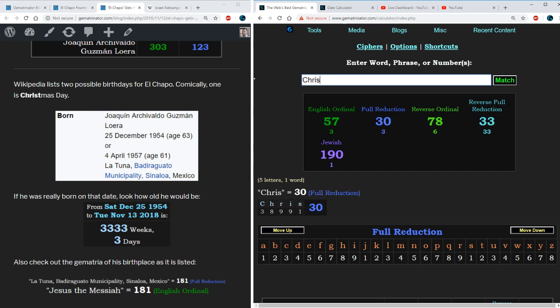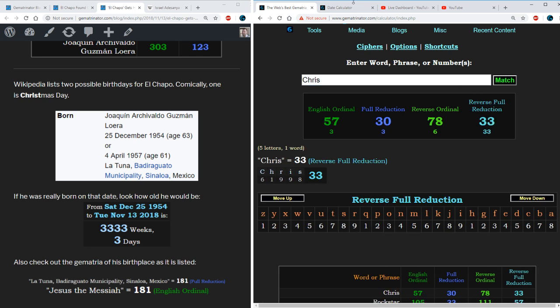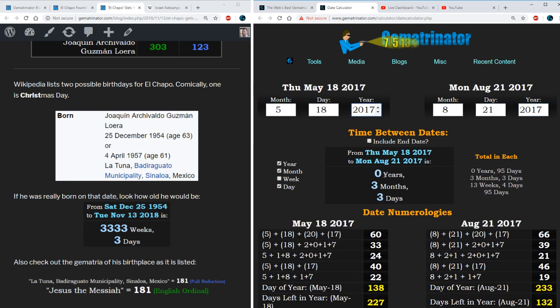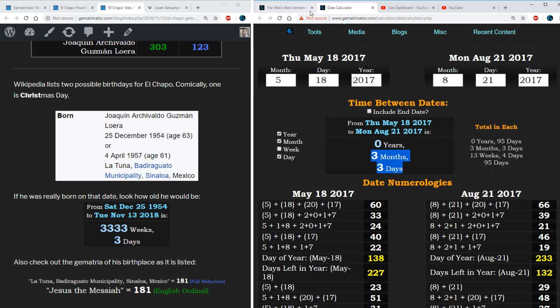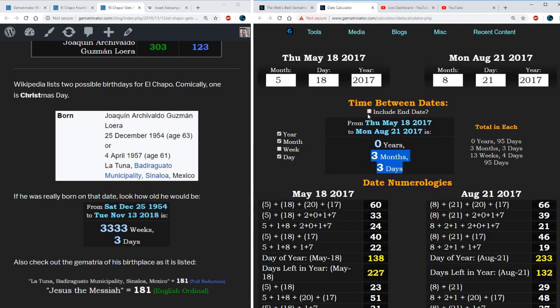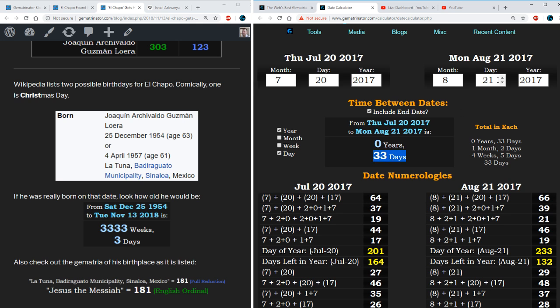Consider the year 2017 when we lost two big rock stars. The word rock star equals 33 in reduction gematria. First, we lost Chris Cornell. The name Chris equals 33. He died on May 18th of 2017, which was exactly 3 months, 3 days before the eclipse. Remember the Great American Eclipse in August of 2017. At Chris Cornell's funeral, his best friend Chester Bennington sang. The name Chester equals 33, and then Chester later died a span of exactly 33 days before that same exact eclipse.